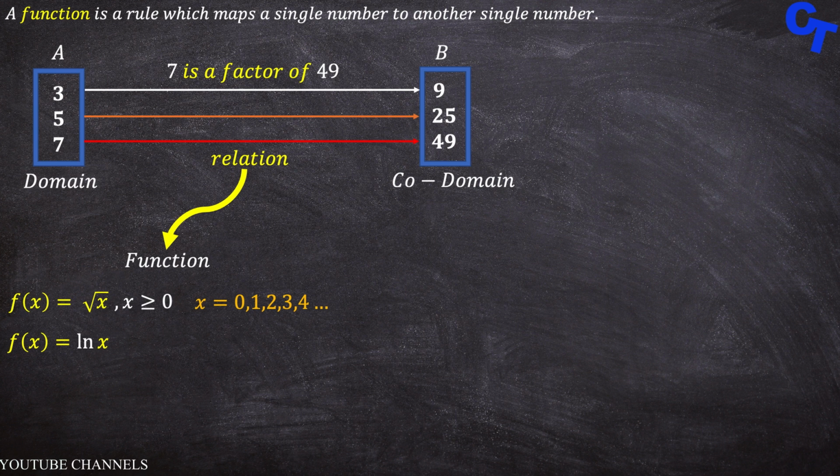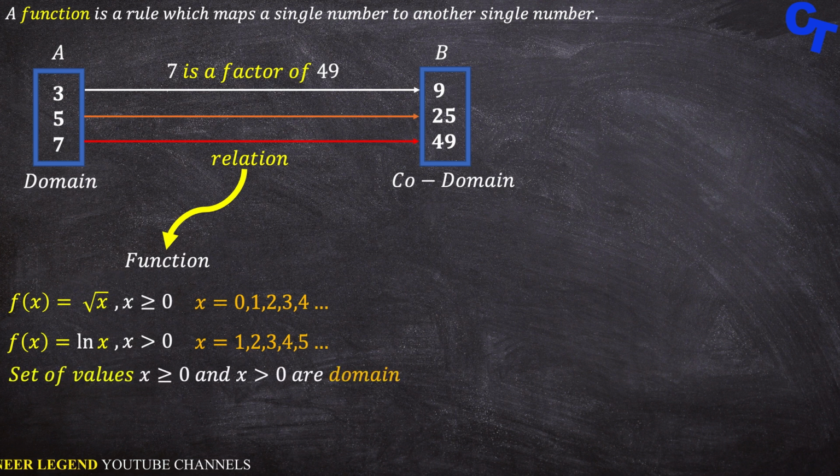Now we're going to look at the natural logarithm of x. Now we need numbers which are greater than 0. x should be greater than 0, because you can't have the natural logarithm of 0 or a number which is less than 0. That means the domain for this function is x greater than 0. So this set of values, x greater than or equal to 0 for the first function and x greater than 0 for the second function, is what we call the domain.